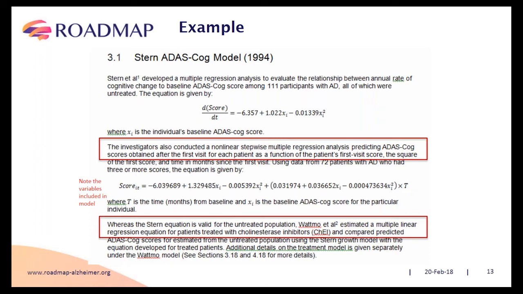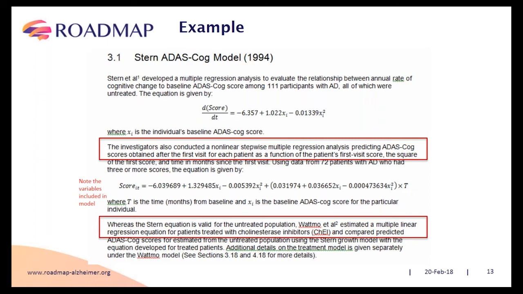But you can see that the description contains the model, basically what is it that's being modeled. In this example, this CERN ADAS-Cog model, we're looking at the ADAS-Cog. And you can see which variables are included in the model, and also some details about it. You know, the investigators conducted a nonlinear stepwise multiple regression analysis predicting ADAS-Cog scores obtained after the first visit for each patient as a function of the patient's first visit score, the square of the first score, and time in months since the first visit, and so on, right? So you can notice that the variables included in the model are also described.